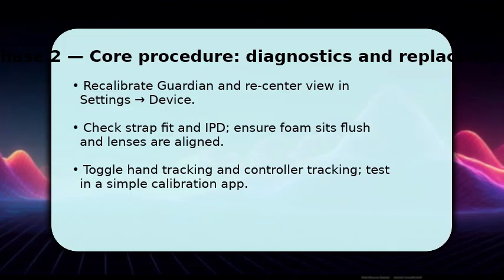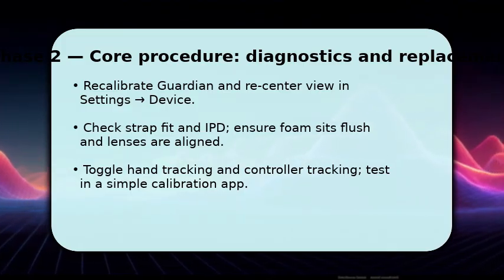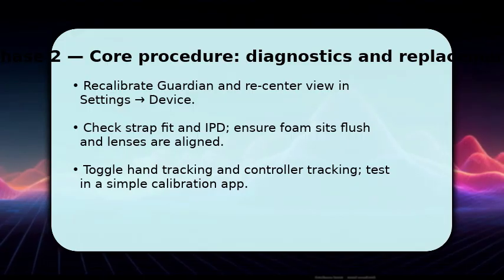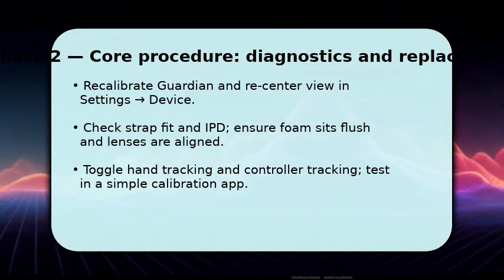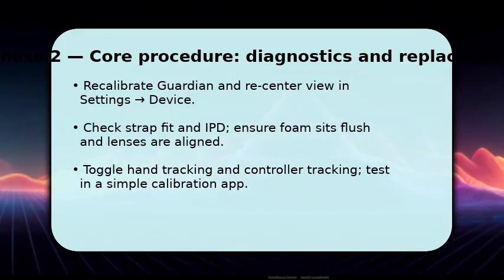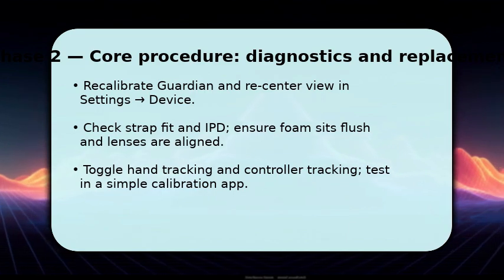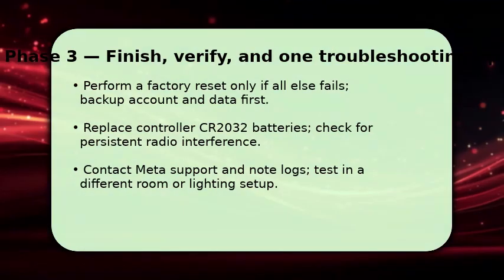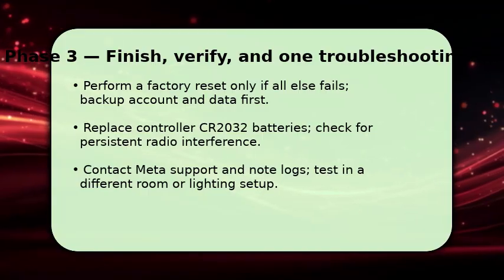Then toggle hand tracking and controller tracking to force a re-init. Finally, run a simple calibration or tracking test app to observe behavior. To finish, use targeted fixes. Replace the controller's CR2032 batteries and rule out low power as a cause.